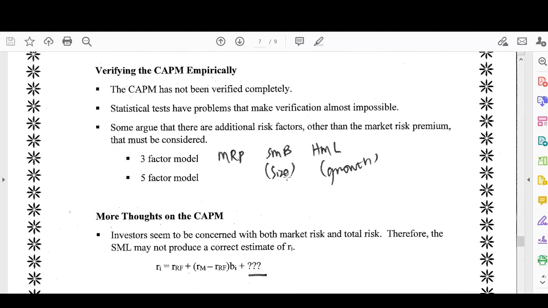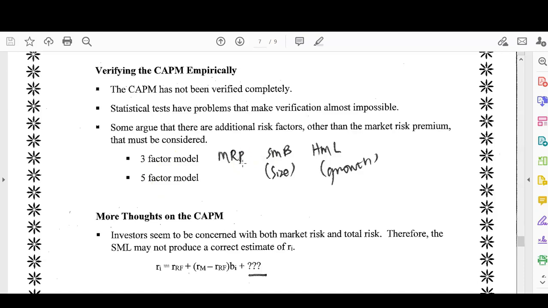Verifying CAPM empirically. The model we've discussed to measure stock return has not been verified completely. Statistical tests have problems that make verification almost impossible. Some argue that there are additional risk factors other than the market risk premium that must be considered. So here we have only one factor, the market risk premium, considered in our model, but there are also 3-factor models, 5-factor models, including other risk factors, other risk premiums.